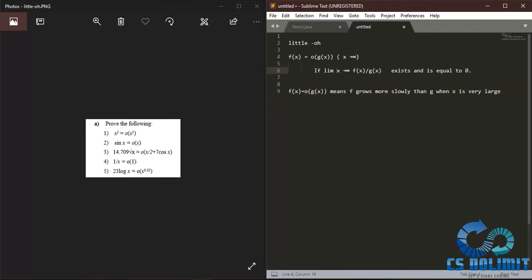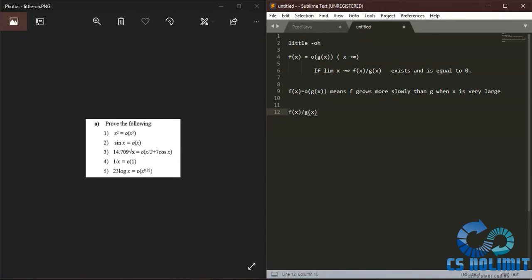Okay, let's see this statement too. f of x equals o of g of x means f grows more slowly than g when x is very large. We have already explained that. Okay, let's see how we can tackle each of these questions. I would like to take this property here. It seems like we can solve these questions very easily.